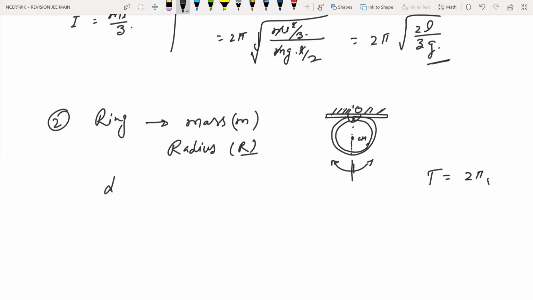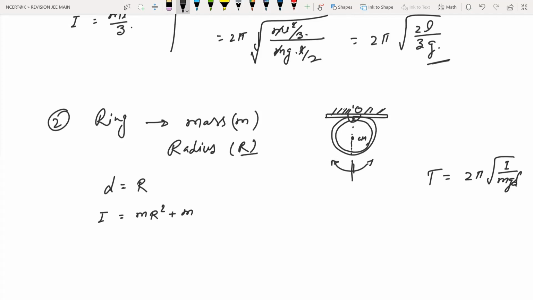So this is 2 pi root under I moment of inertia by mgd, where d is the distance between the pivot point and the center of mass. सो d यहाँ पे जो है आपका R की तरह काम कर जाएगा. और मोमेंट ऑफ इनर्शिया I अगर हम लोग निकालेंगे, तो मोमेंट ऑफ इनर्शिया जो सेंटर ऑफ मास के अबाउट होगा, that is mR². फिर पैरेलल एक्सिस थ्योरम को लगाएंगे, क्योंकि पाइवट पॉइंट के अबाउट मोमेंट ऑफ इनर्शिया निकालना है.